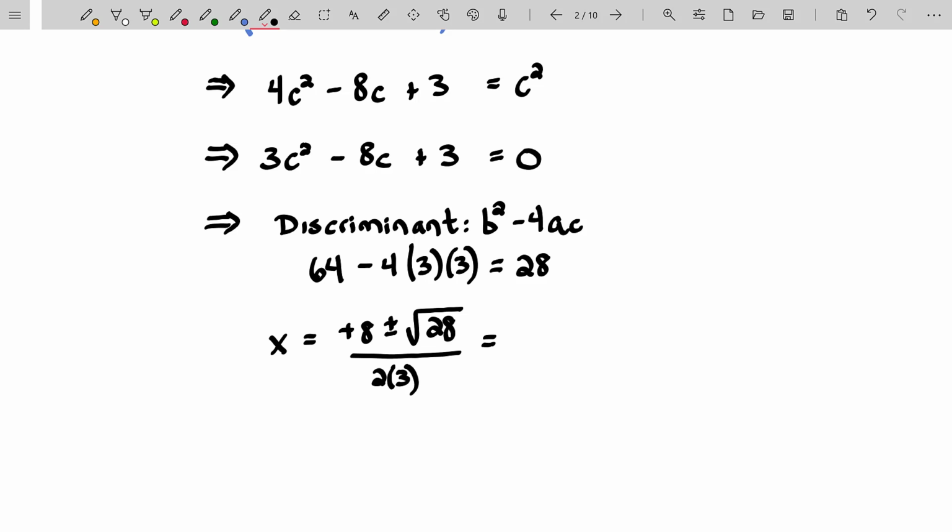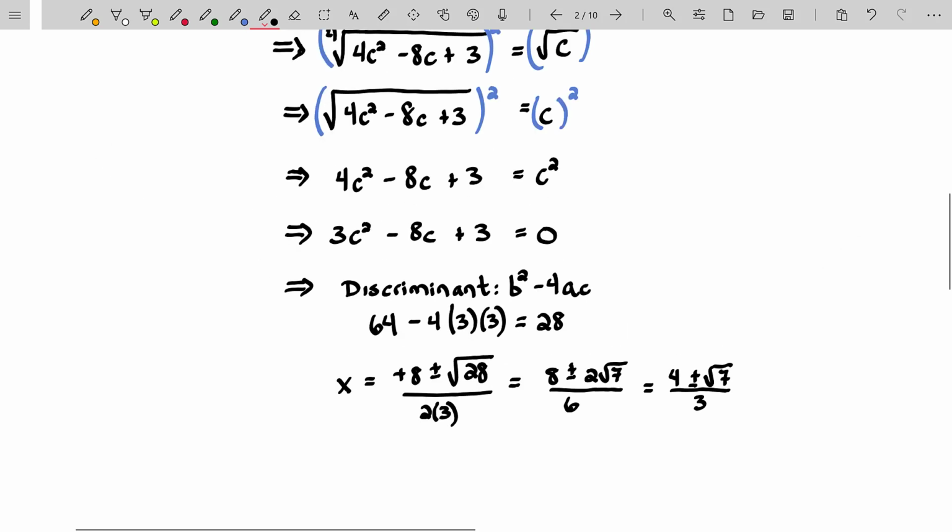So that's our quadratic formula right there. It's 8 plus or minus, let's see, 4 times 7, 2 root 7 all over 6, and that reduces down very nicely to 4 plus or minus root 7 over 3.